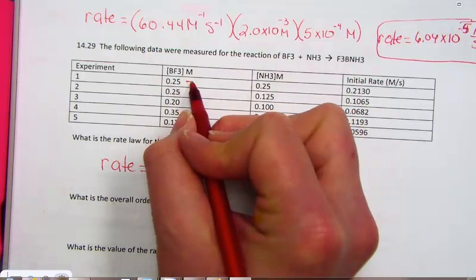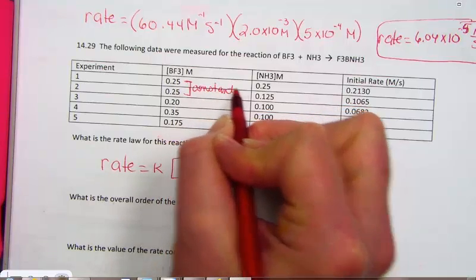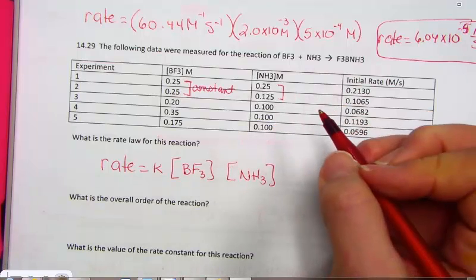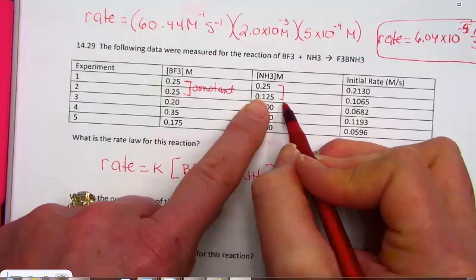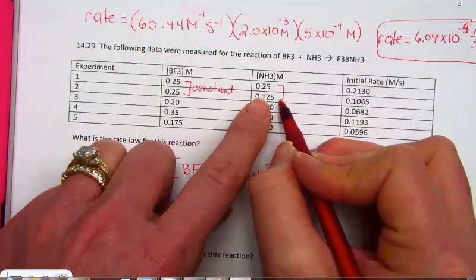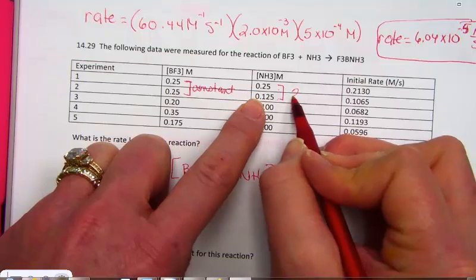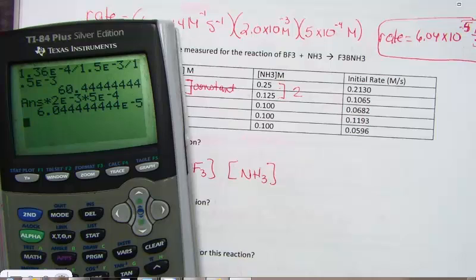Right off the bat, I can see this one held constant between trial 1 and trial 2. And what happened here? Ammonia, and I'm going to read it backwards. I'm going to go from 2 to 1. I just like that. So I'm going from trial 2 compared to trial 1. That looks like it was doubled, wasn't it?